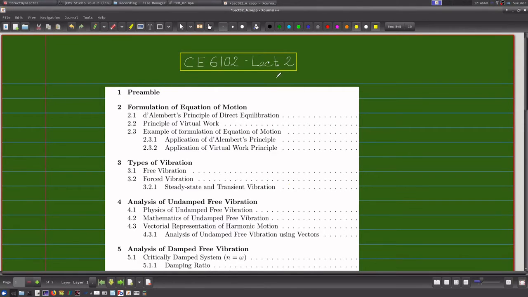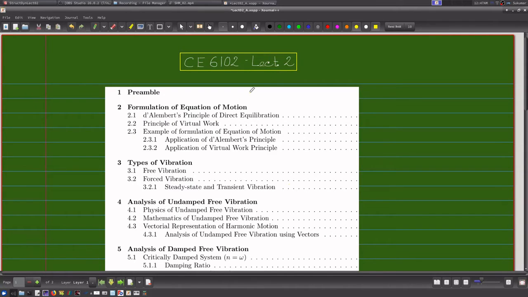So this is the second lecture on structural dynamics, C6102. In the first lecture we have seen what are the essential characteristics of a dynamic system, what are the basic components of a dynamic model, and what are the various methods of modeling actual structures to develop its dynamic model, namely the lumped mass system and the generalized displacement procedure.